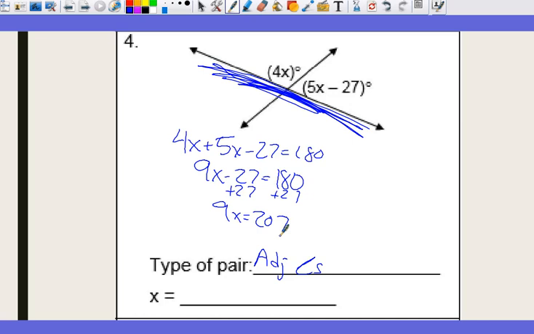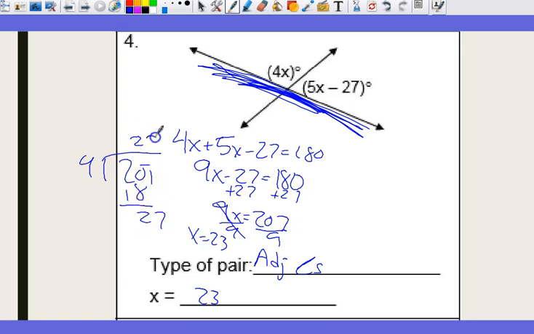207 divided by 9 is 23. Cancels out. This becomes x is equal to 23. Definitely 23. So 207 divided by 9, 9 times 2 is 18. Drop the 7, 27, 3, 23.